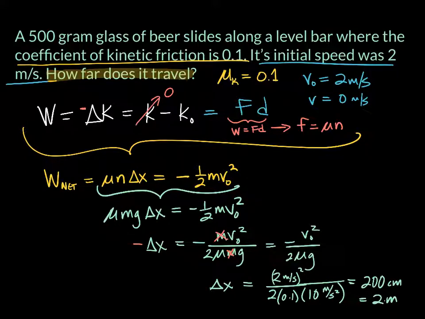Let me double check that. So 4 over 2 is 2 over 1. Yeah, so 2 meters, which is the same as 200 centimeters. Whichever one floats your boat. Again, I wouldn't care on the test unless I specified give me it in meters.